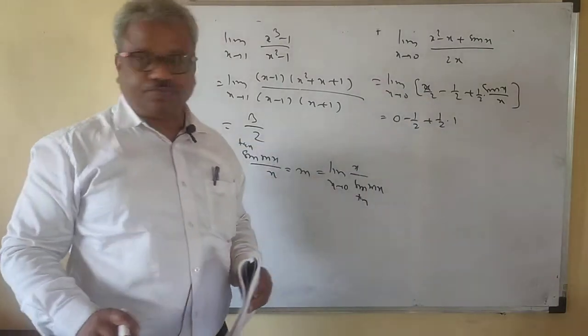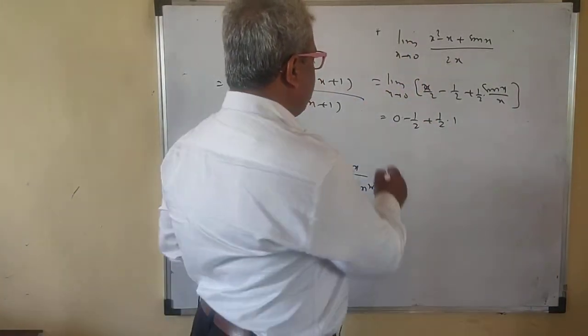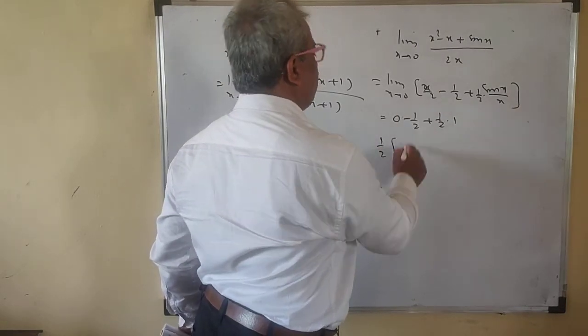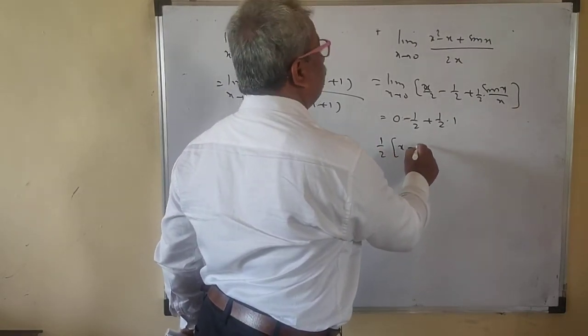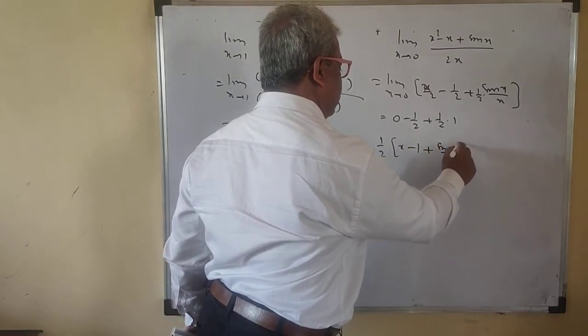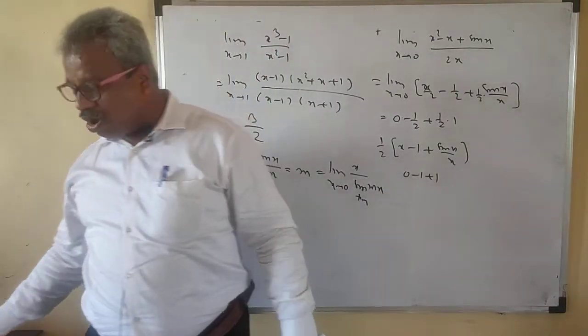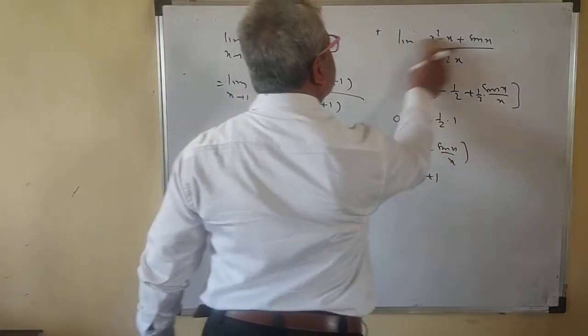So remember this. Or you may take this half outside. If you take half outside, then what happens here? This is (x − 1 + sin x upon x), right? So this is 0 − 1 + 1, so this is 0. 0 into half is 0.